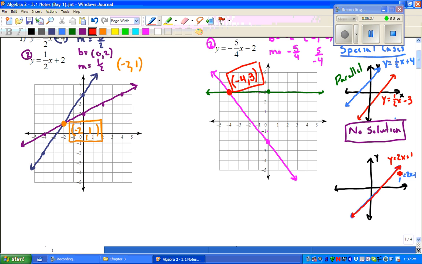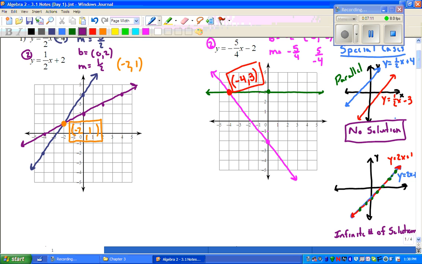These ones have the same slope, and they have the same y-intercept. So if we wanted to talk about a solution, is that a solution? Is that a solution? Every single point on this line intersects with the other one. So when you have two lines that are exactly the same line, instead of saying no solution, this one says we have an infinite number of solutions.